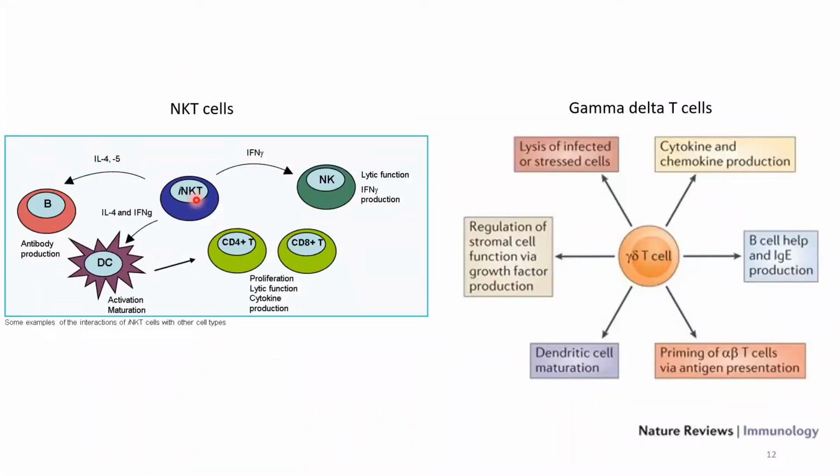Okay, NKT cell, if you remember, they have an invariant receptor that recognizes lipid and glycolipid. That is very important to detect bacterial cells by the innate immune response. After recognition, NKT cells can release cytokines to stimulate other cells. And we also have gamma delta T cells, which can stimulate many immune responses.